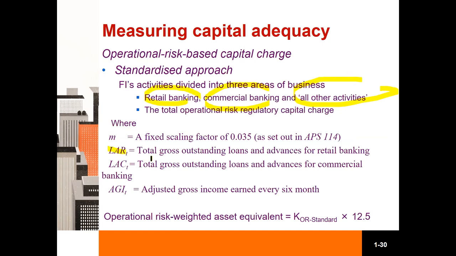That's total gross outstanding loans and advances for retail lending, total gross loans outstanding for commercial lending, and the adjusted gross loan income. And once we have these, the capital charge is multiplied by 12.5, so we get the operational risk-weighted asset equivalent.